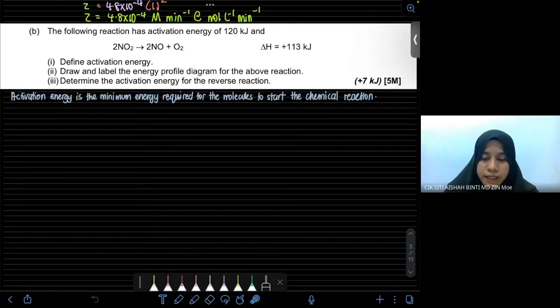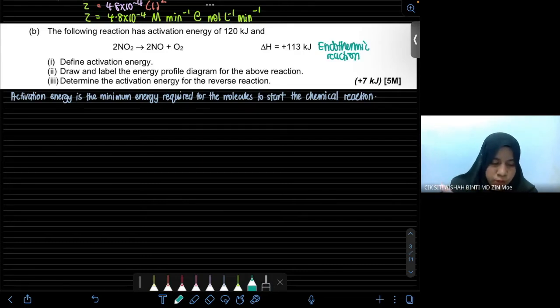My delta H is positive 113. So it means that this reaction is an endothermic reaction. Okay, so what should we do? For the first step to draw the energy profile diagram, first we have to make our y and x axes.